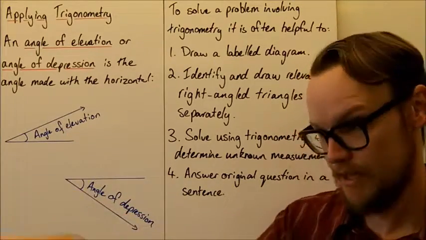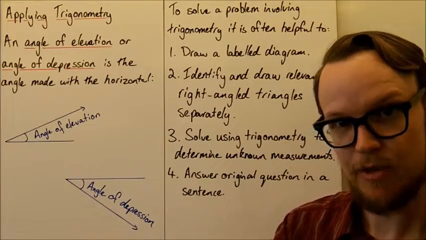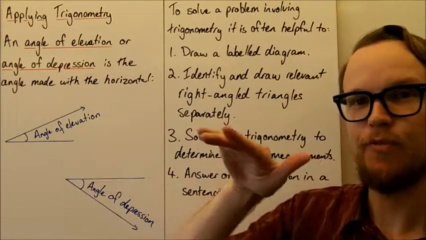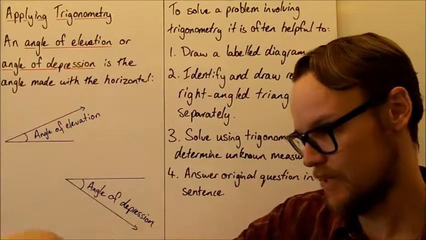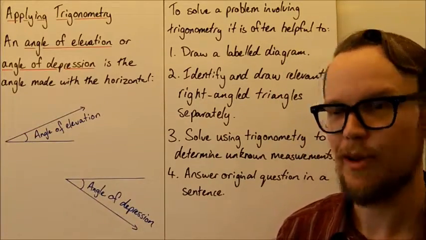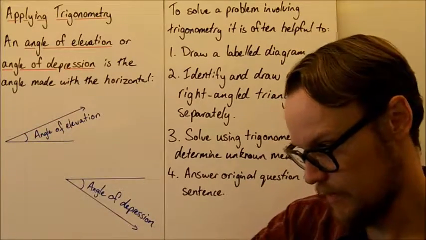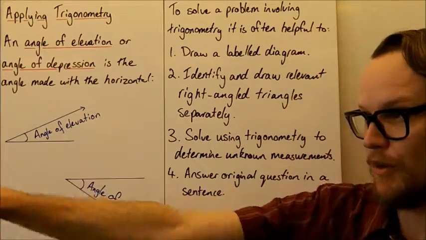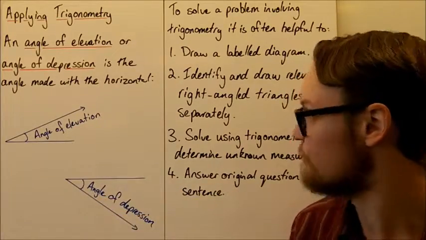The angle of depression is the angle downward from the horizontal. So if we were looking from the top of a building, looking downwards at something on the ground below, the angle that we're looking at of that object below the horizon is the angle of depression.